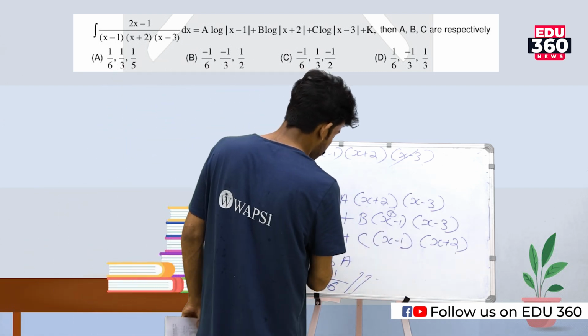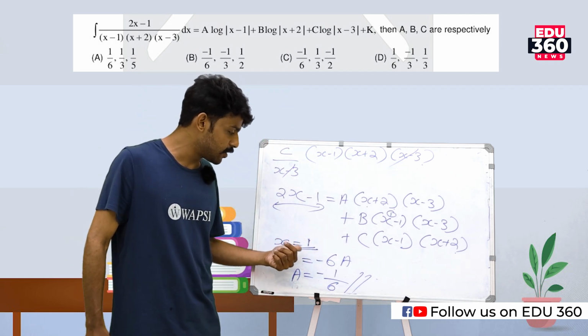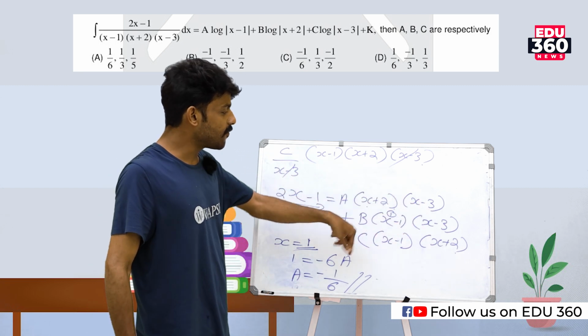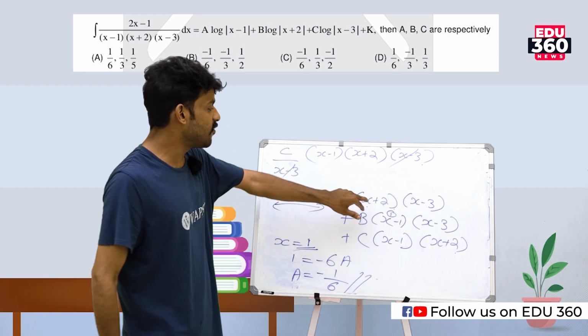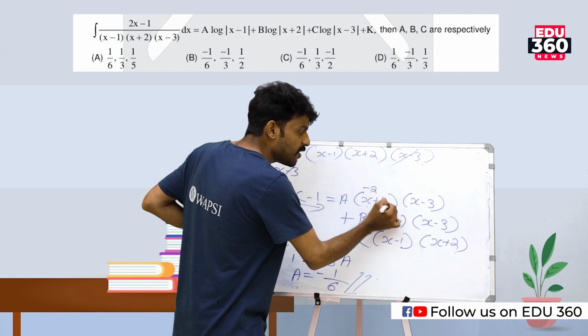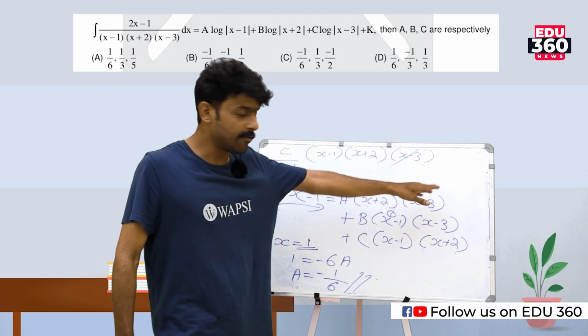Similarly, first of all, we substituted the value of x is equal to 1, and we got a is equal to minus 1 by 6. And after that, while we are going to substitute the value of x is equal to minus 2, just look at here. Minus 2 plus 2 means 0. So the term a will cancel, it will become 0.